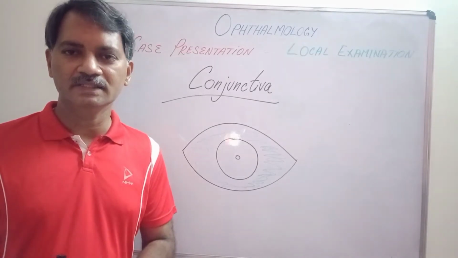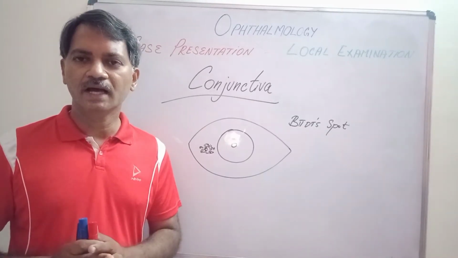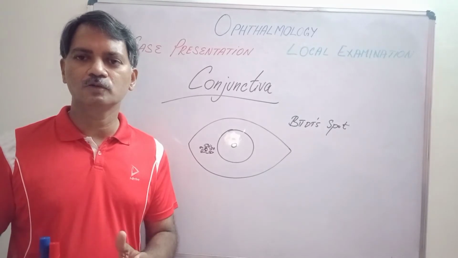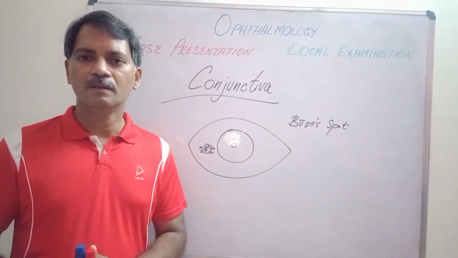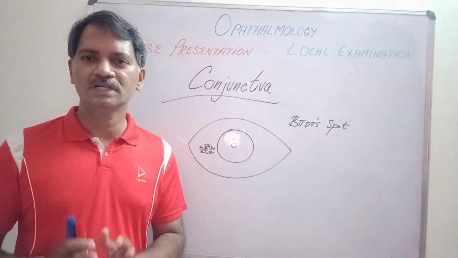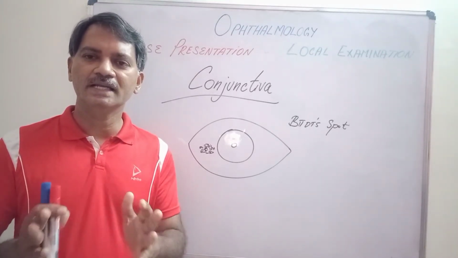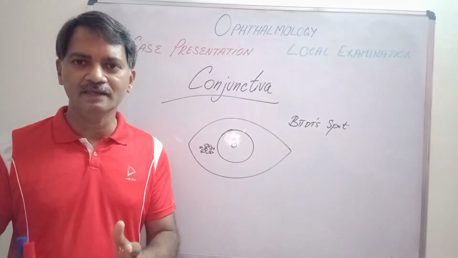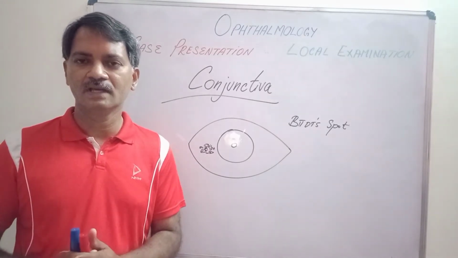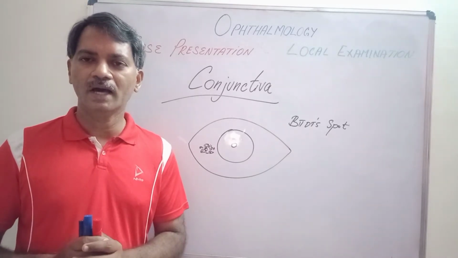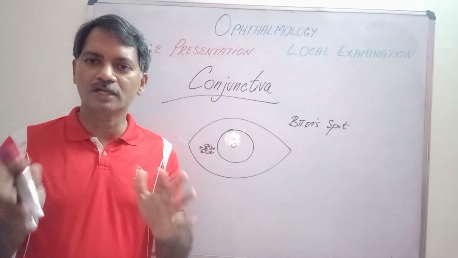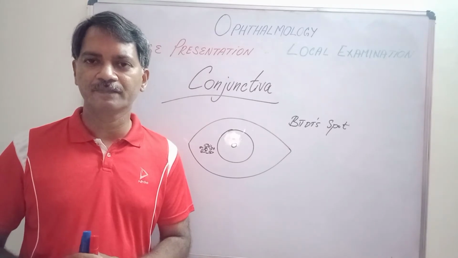of the conjunctiva. I have already told that the conjunctiva is a translucent, shiny mucous membrane, but sometimes due to certain diseases, the conjunctiva may become dry, lustreless. The classical example is vitamin A deficiency, where you will have conjunctival xerosis, that is dryness.